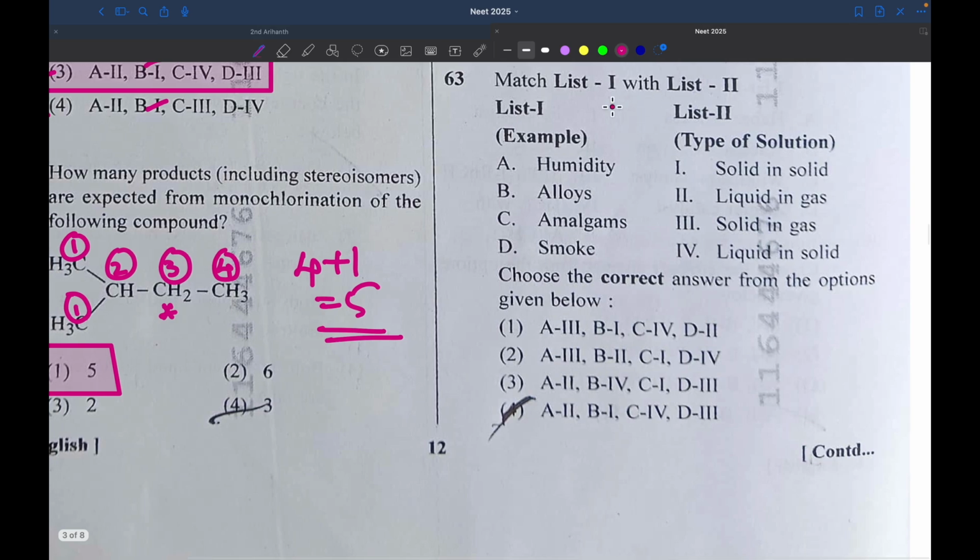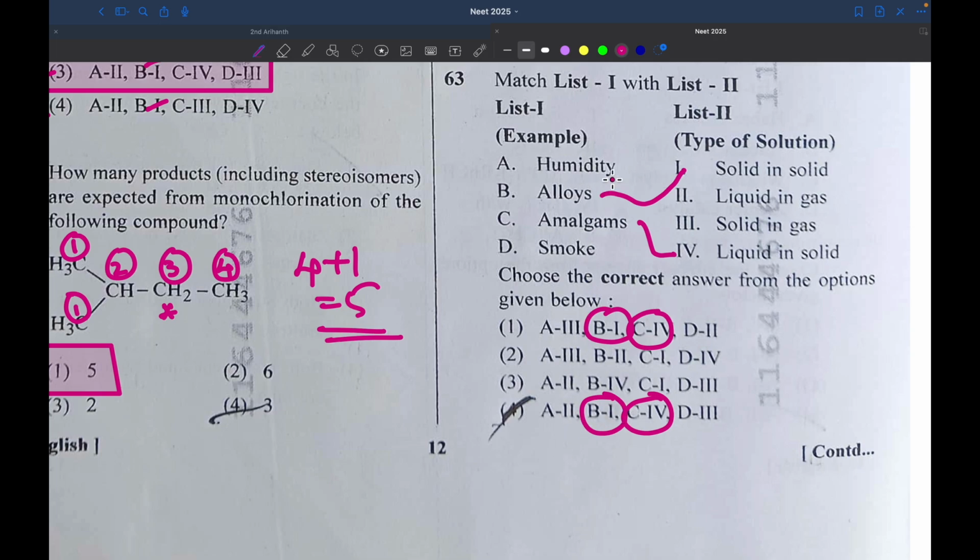Next, 63. The alloys are given, the solutions are given, and the examples are given. Alloy is solid in solid type, so B goes with 1. So B1 is in two options, right? And amalgam is liquid in solid. C goes with 4. C goes with 4, doesn't help us. So you have to decide A.